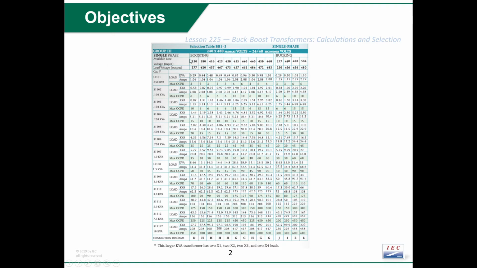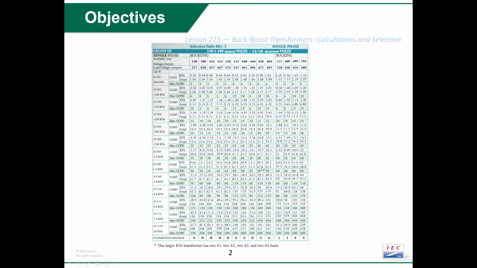So like this Group 3 transformer has a primary. Each one of these primary and secondary has two coils. So it's going to have a 240 by 480, meaning two 240 coils, and then it's going to have a secondary 24 by 48, or two 24 volt coils, right? So that's going to be different for each group of transformers, so we're going to need to refer to that.